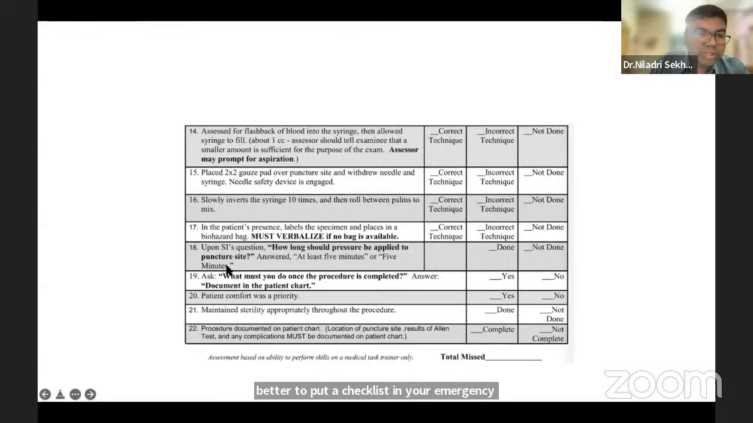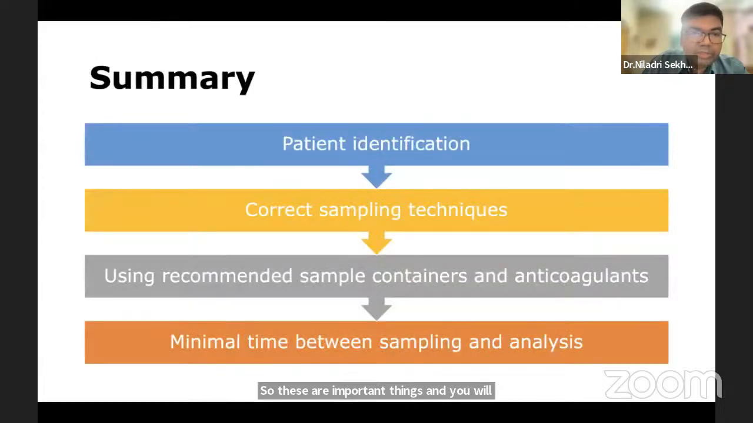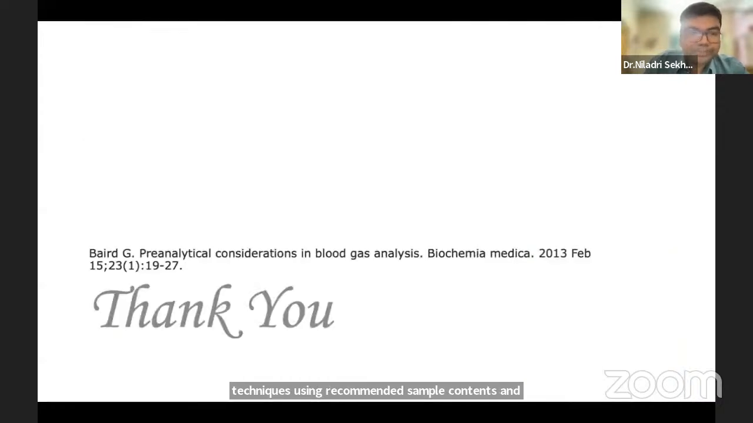So these are important things, and with that you might be able to negate these types of errors. I just want to end by summarizing. The first and most important things to prevent pre-analytical error are patient identification, followed by correct sampling techniques, using recommended sample containers and anticoagulants, and minimal time between sampling and analysis. This is the article from which I have taken the information.